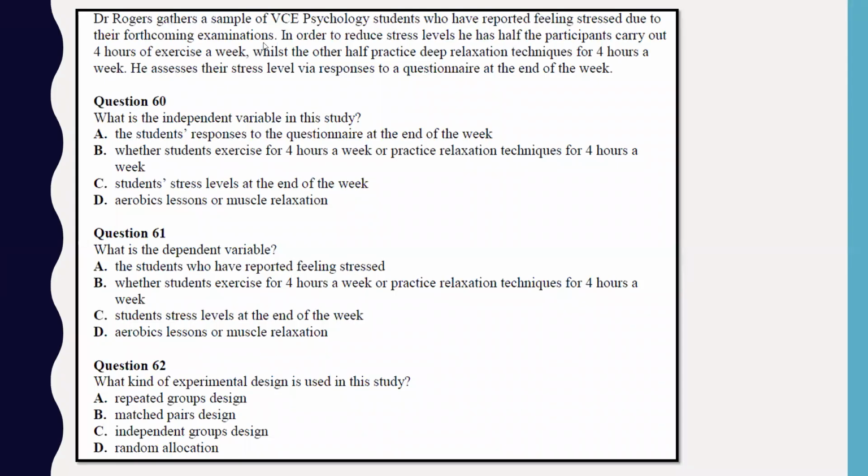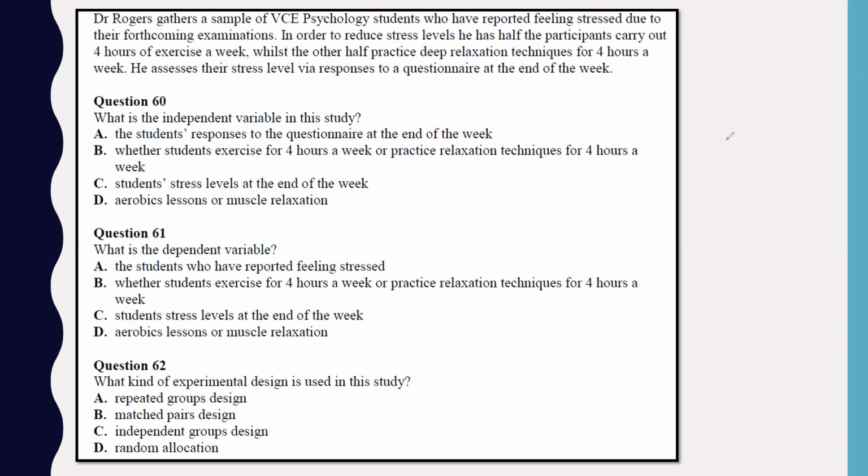All right, so this question is basically a small research scenario, and then you've got 3 multiple choice questions that follow up. So we'll just go through the scenario, underlining the important bits first. It says, Dr. Rogers gathers a sample of VCE psychology students who have reported feeling stressed due to forthcoming examinations. In order to reduce stress levels, he has half the participants carry out 4 hours of exercise a week, whilst the other half practice deep relaxation techniques for 4 hours a week. He assesses their stress level via responses to a questionnaire at the end of the week. And then you've got 3 follow-on questions.